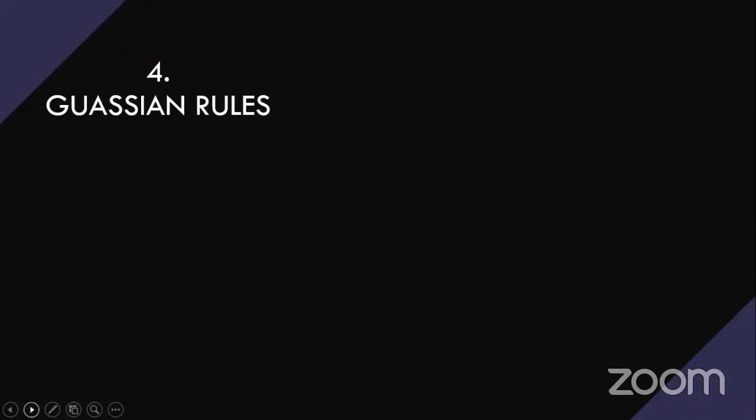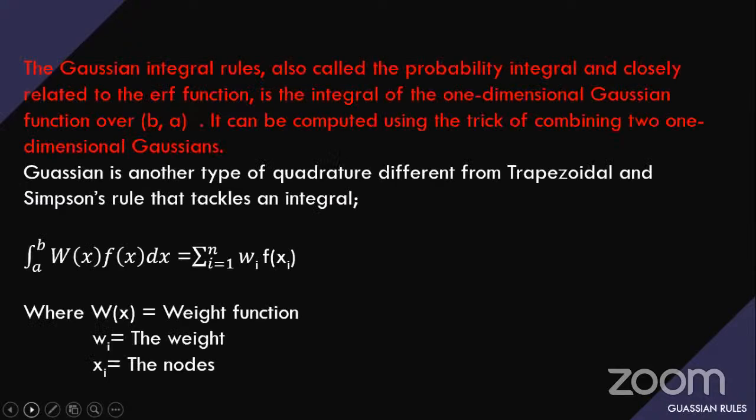So now let's talk about Gaussian rule or Gaussian quadrature. Now, this particular Gaussian rule is also called probability integral, and it is closely related to the error function. Then it can be computed using the trick of combining two one-dimensional Gaussians. So the Gaussian is another type of quadrature different from the trapezoidal and Simpson rule. Just like when we were talking about adaptive quadrature, we have Simpson rule, we have trapezoidal, but the one we talked about was Simpson rule.